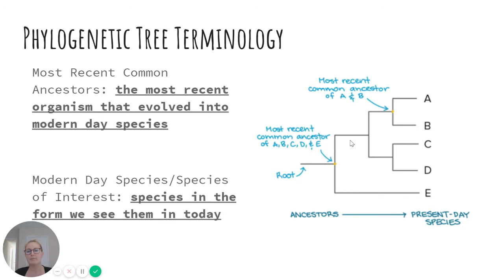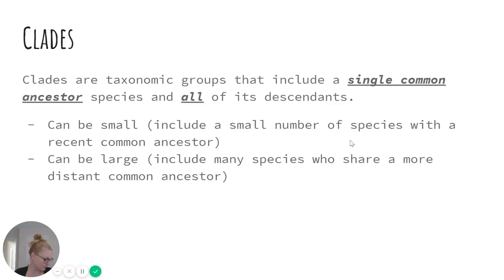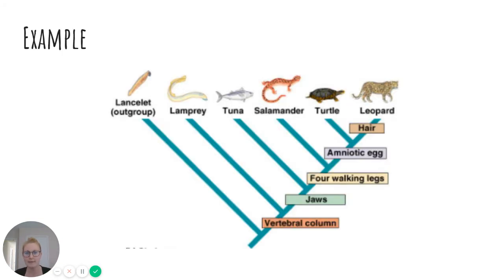Okay, so going on from there, there is an additional thing we can use these for, which is called clades. And a clade is essentially a grouping of organisms that includes the common ancestor as well as all descendants of that ancestor. So it can be very small, including just a couple of species, or it can be very large. So I'll show you a couple of examples of that next.